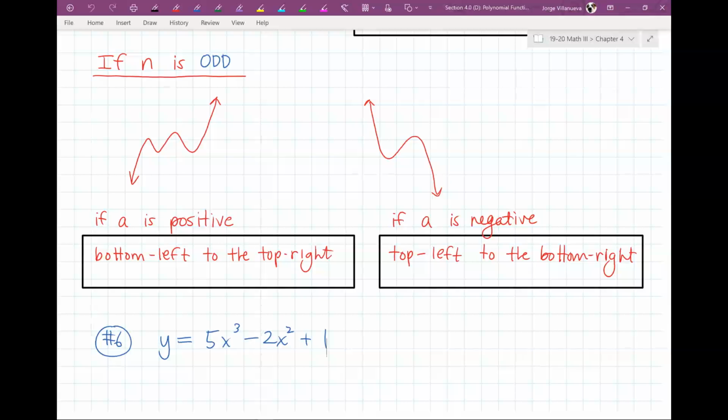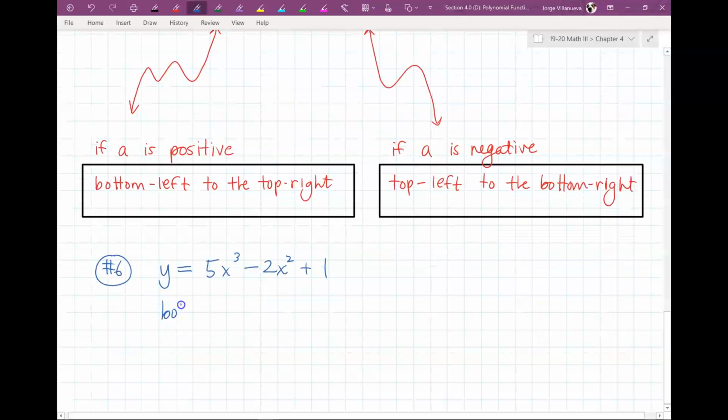So what is the number in front of the power of 3? A 5, a positive 5. So if A is positive, then what should my answer be? Bottom left to the top right. So all I'm going to do is write bottom left to the top right. And that's it. That's all you have to do for these problems.